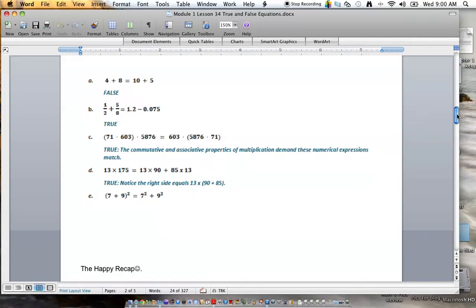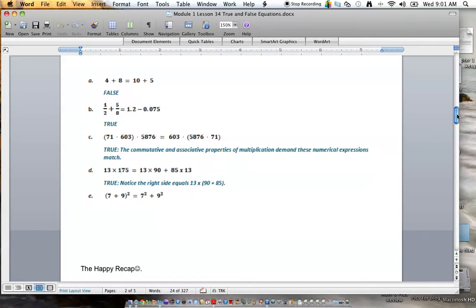All right, next. Is the next sentence true? Yes or no? Apparently it is. What we're doing here is using both the associative and the commutative properties. First off, can you see that the 71 was in the beginning and then it ends up at the end? So that's commuting, switching, okay? And then the 603 was being grouped with the 71. Now it's the 5876 being grouped with the 71. So that's the associative. Because the commutative property with multiplication is always true, and the associative property with multiplication is always true, and these are all the same numbers on the left and right side, the whole thing is going to be true.